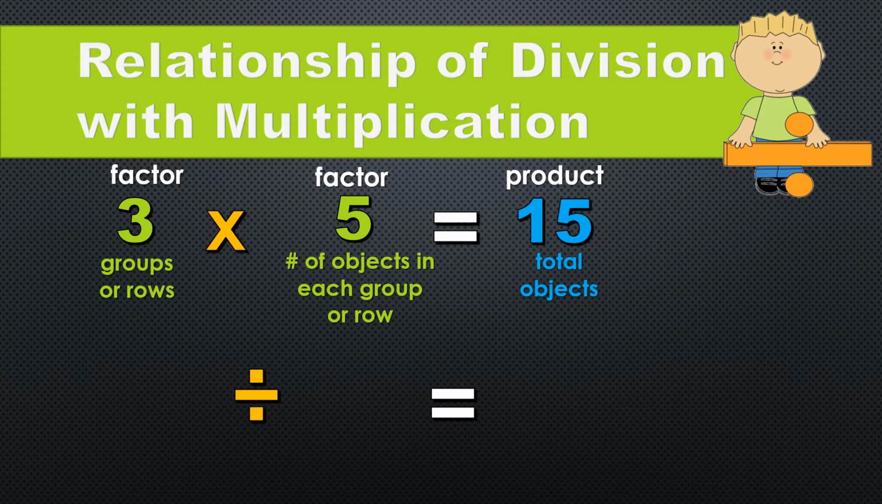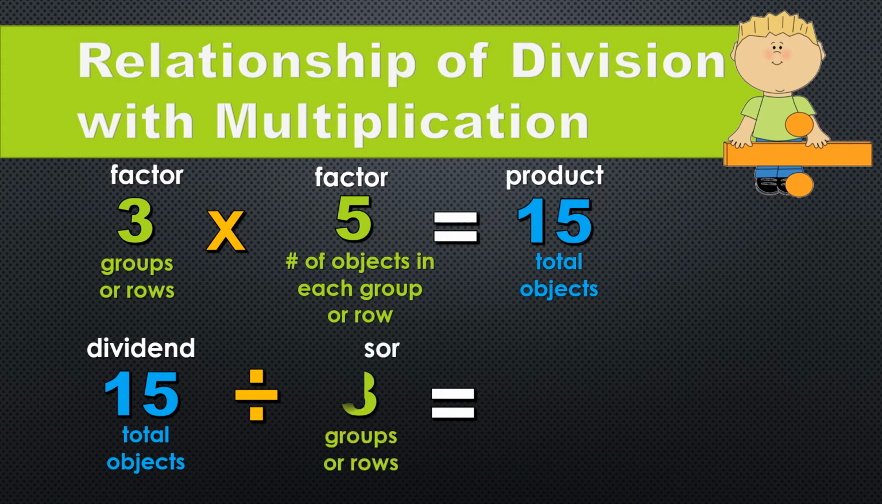With division, it's just like it sounds. We're dividing or breaking apart the whole. So in this case, our product now is going to become our dividend. We're going to take those 15 total objects and break them apart. Now we're going to take the groups or the rows and divide those 15 objects into the groups.